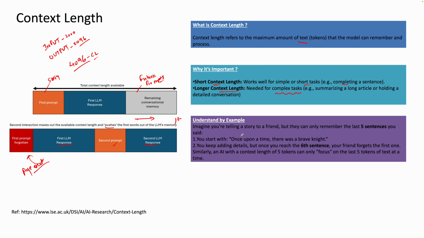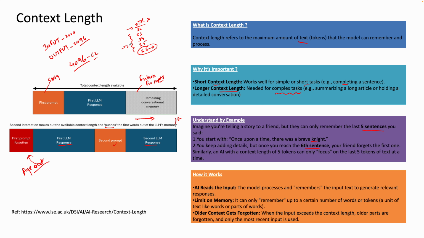It says, imagine how you understand by example. Imagine you're telling a story to a friend, but they can only remember the last 5 sentences. So let's say you are telling a story. This is sentence 1, sentence 2, sentence 3, sentence 4, sentence 5, sentence 6. As soon as sentence 6 comes, you forget this one, right? So this is how it's trying to explain. You start with once upon a time there was a brave knight. You keep adding details, but once you reach the sixth sentence, your friend forgets the first one. Your friend only remembers this part, or in its memory has only this information. That is what context length is all about.